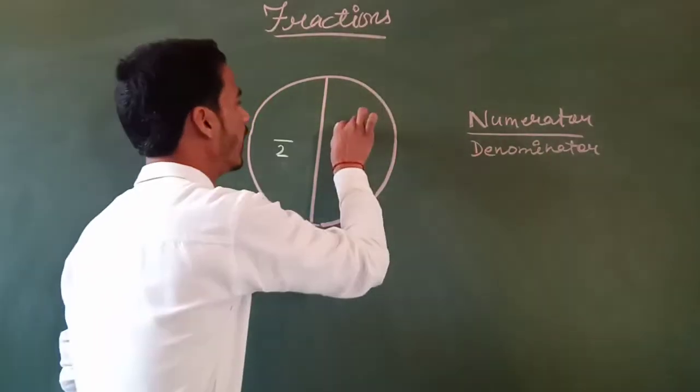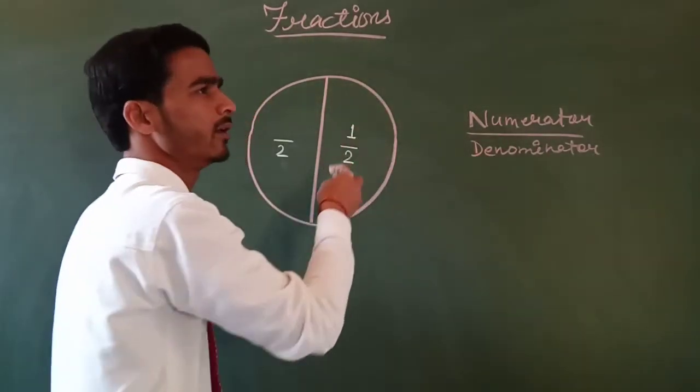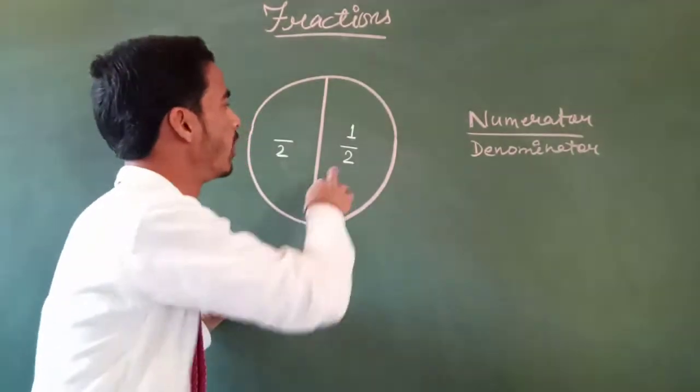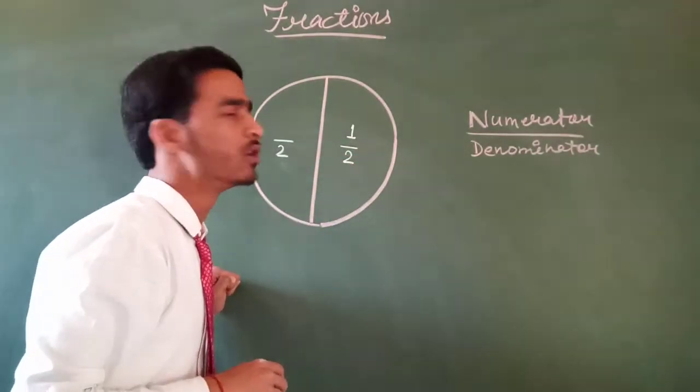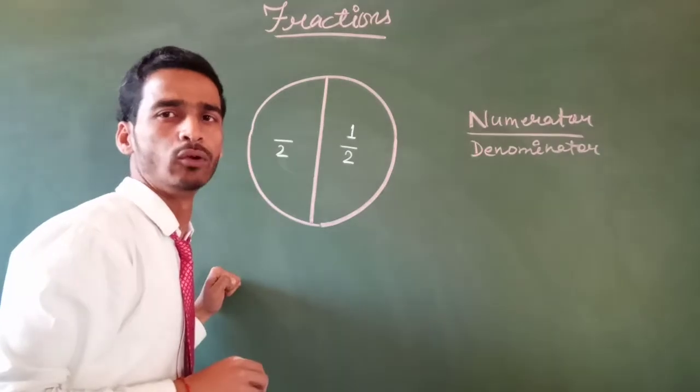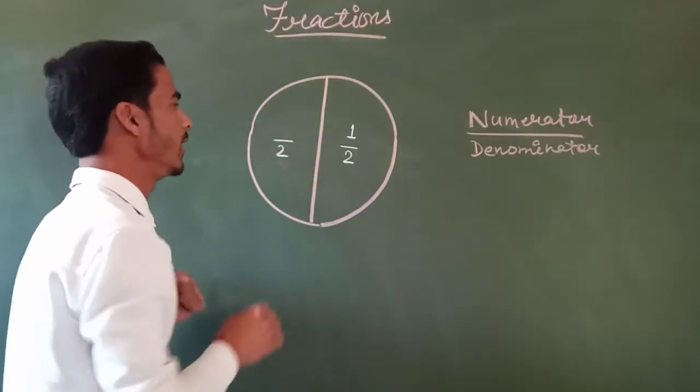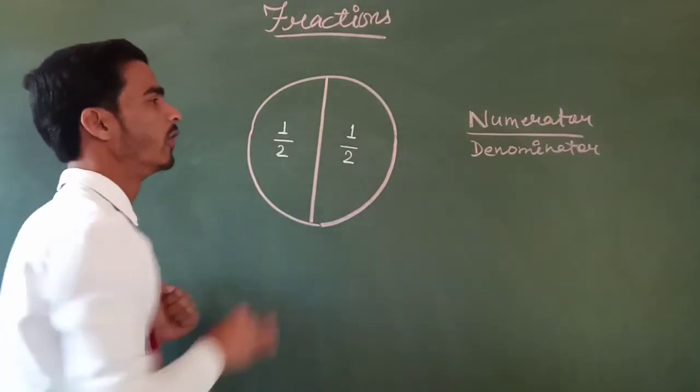That is one part of two parts. So the fraction will be 1 by 2, and this fraction will also be 1 by 2.